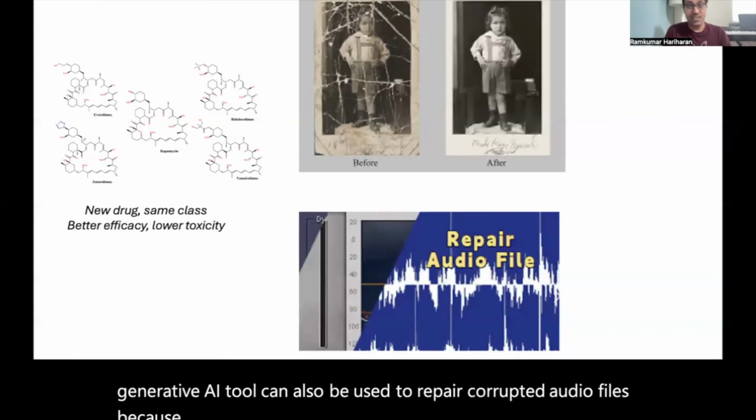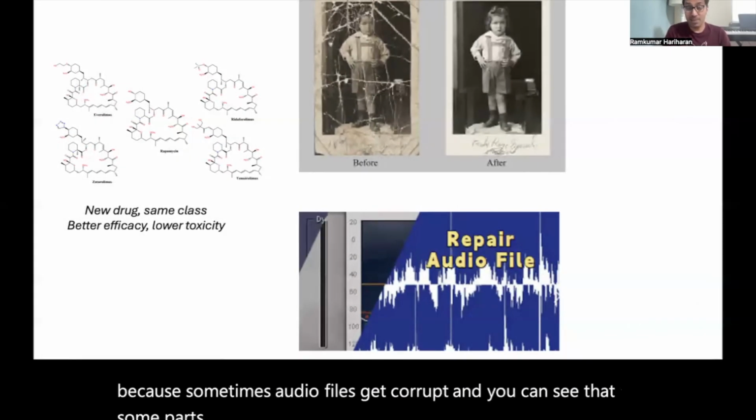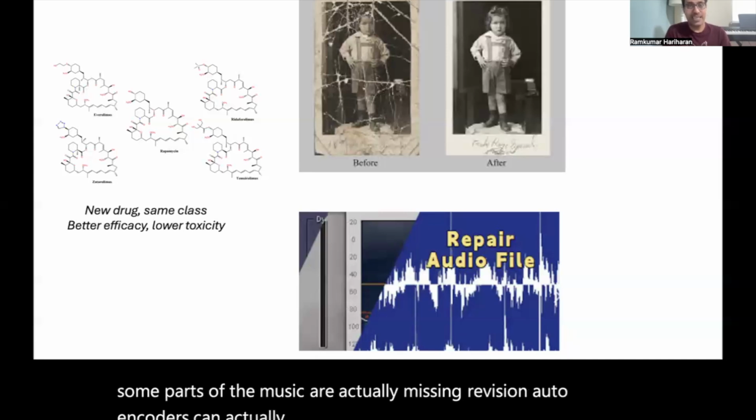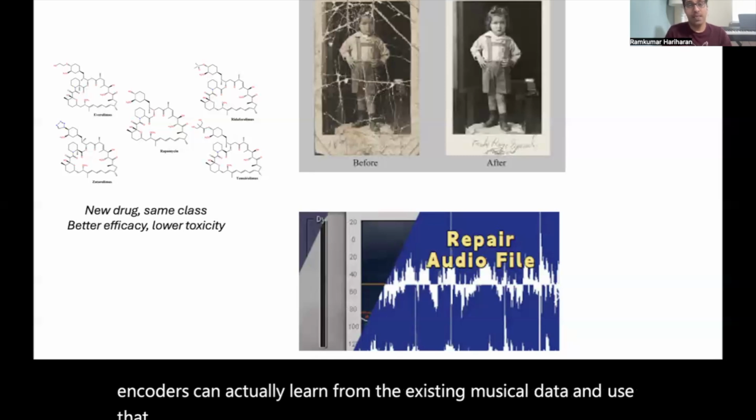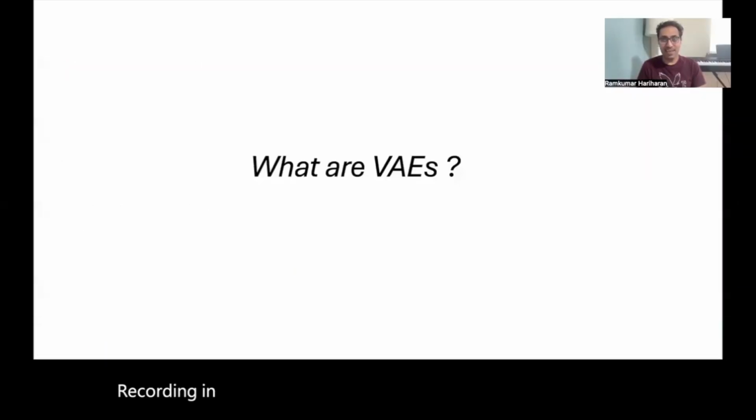Sometimes audio files get corrupt and you can see that some parts of the music are actually missing. Variational autoencoders can actually learn from the existing musical data and use that to fill up the pieces that are actually broken. So what exactly are variational autoencoders?